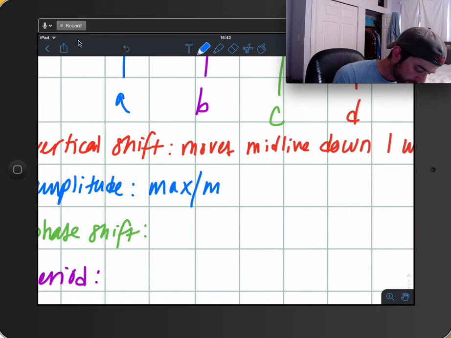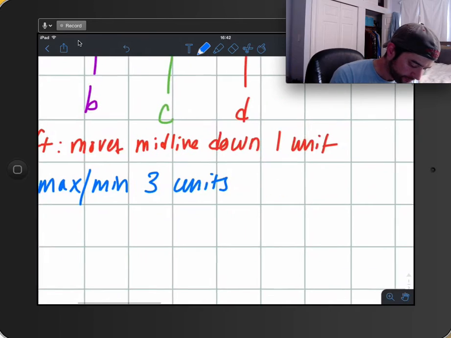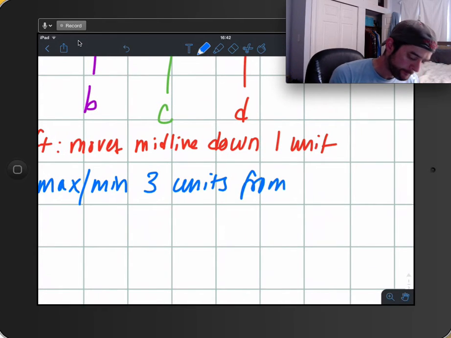The max and min are 3 units from the midline.